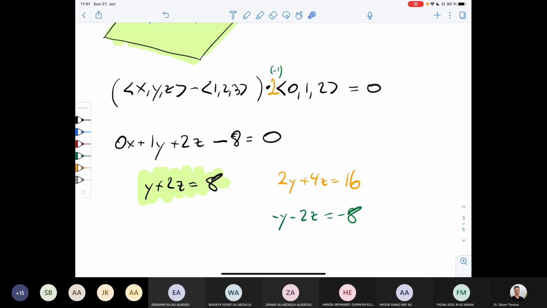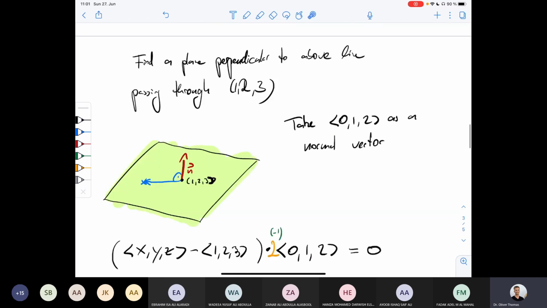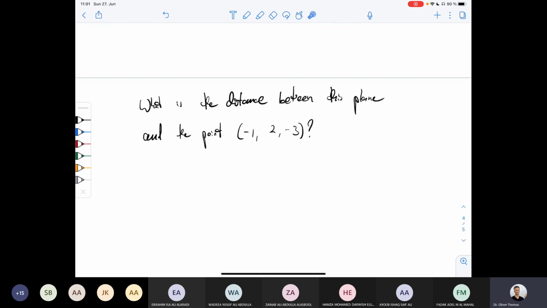Okay. Then I think we're ready for the last task of the day. Now we have this plane perpendicular to the above line and passing through this point, with any one of these equations over here. Now I want you to find the distance between this plane and the point -1, 2, -3. Again, you get something like 3 minutes for that. Go ahead.